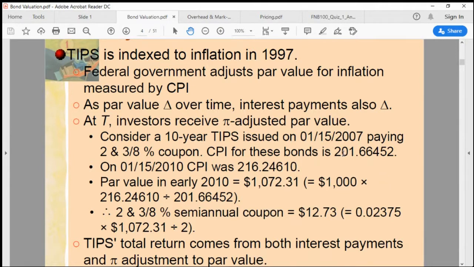If the index number is 201, you might wonder, does it start from 200? Does it start from 100? Of course, it starts from 100. Index numbers start from 100 or 1,000, it's like a percentage. So 100 is the base year, always. The price index of the base year is 100. So what was the base year? 1997, right? It says TIPS is indexed to inflation in 1997.